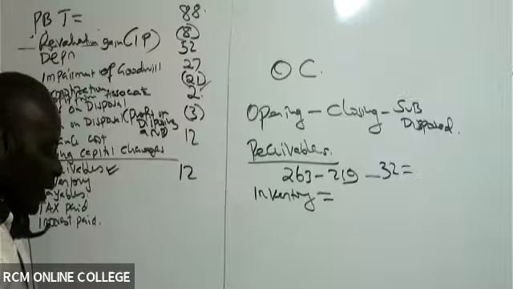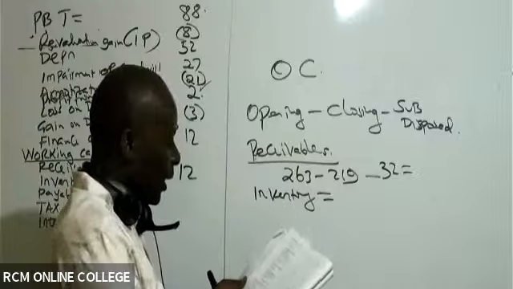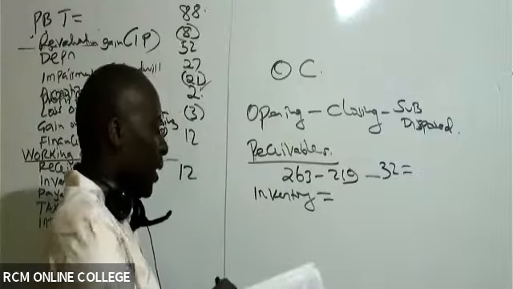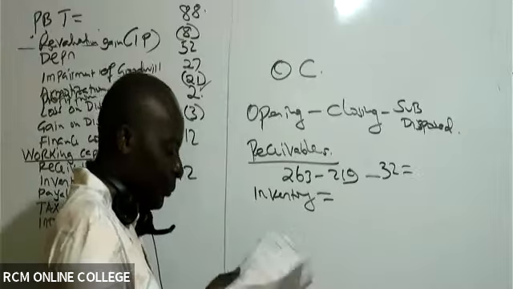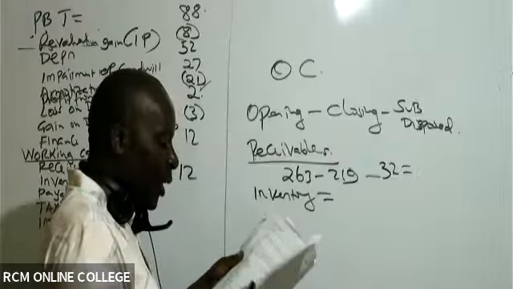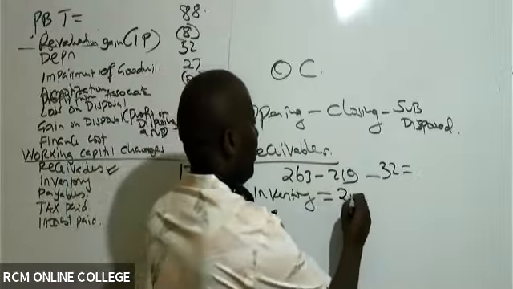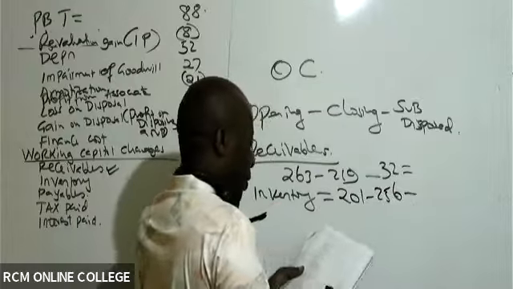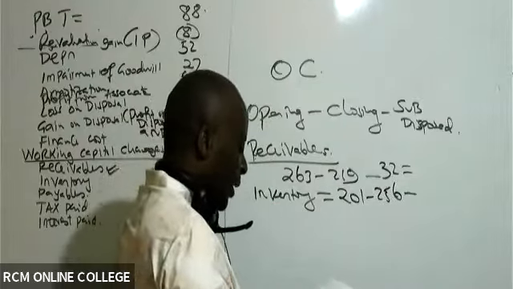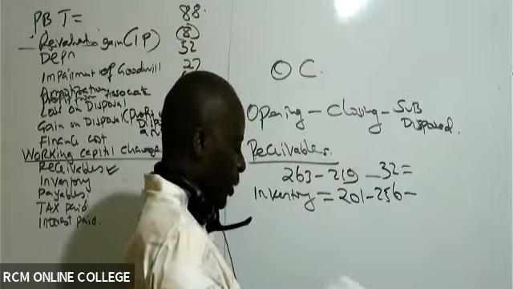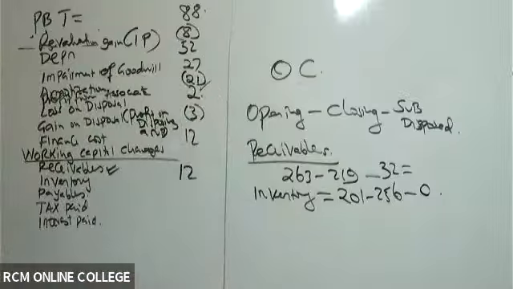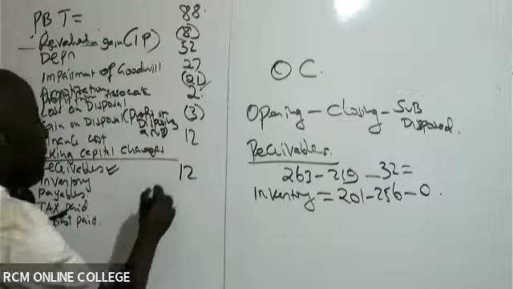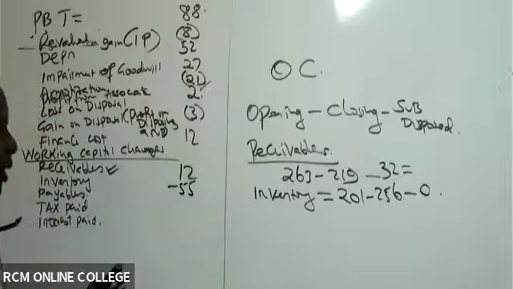So in inventory opening, is there somebody who is able to see inventory under current assets? How much do we have there? Yeah, 201, 256. Minus the disposed subsidiary, it doesn't have any inventory. No inventory there, 0. So then this will give me what figure? Minus 55. Minus 55. You bring it with a sign without reasoning.